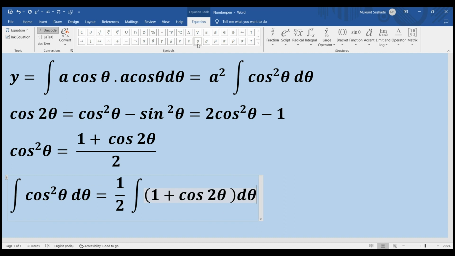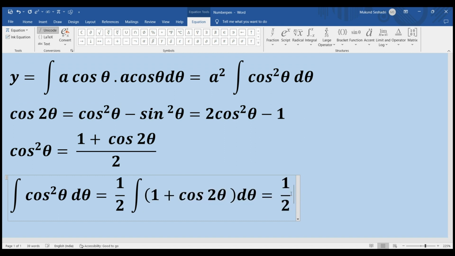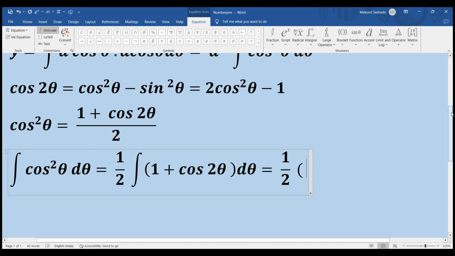Now, this is not very complex, right? And the answer to this problem is half times, I apply the sum rule of integral. So what happens is the integral of d theta becomes theta. Integral of cos 2 theta d theta, what is that? It's sine 2 theta by 2.